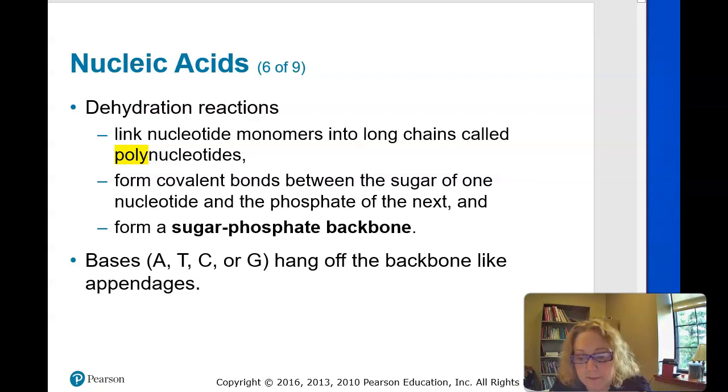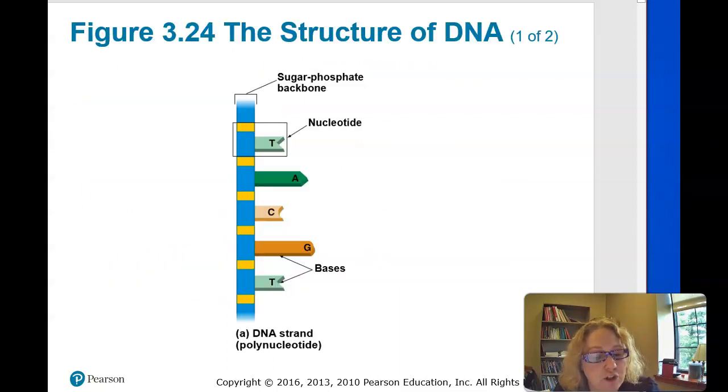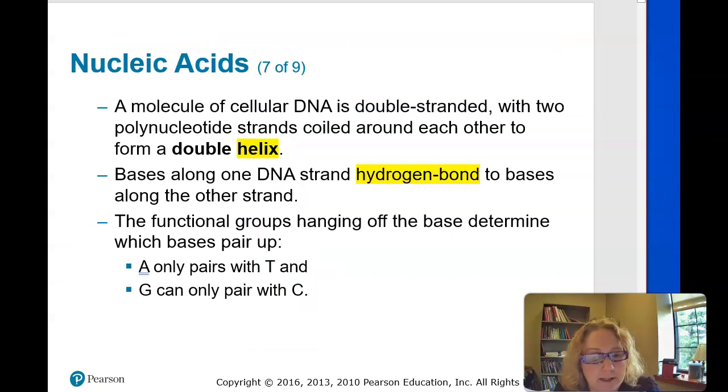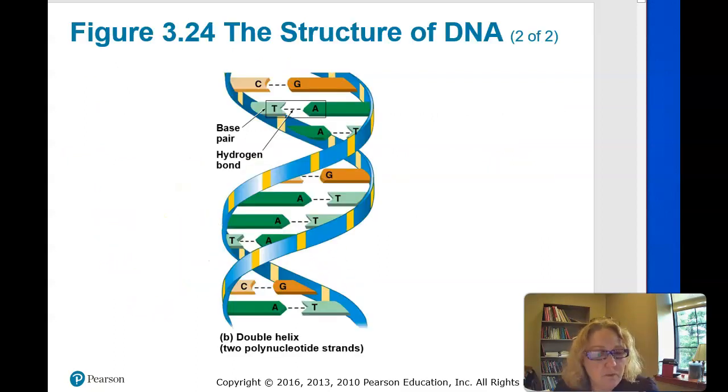Dehydration reactions link nucleotide monomers into long chains called polynucleotides. They form covalent bonds between the sugar of one nucleotide and the other, and they form a sugar-phosphate backbone. Bases A, T, C, and G hang off the backbone like appendages. It looks like this: your A, your T, your C, your G. It forms a double helix. Bases along the DNA strand, and you get A pairs with T, G pairs with C. The structure looks like this.